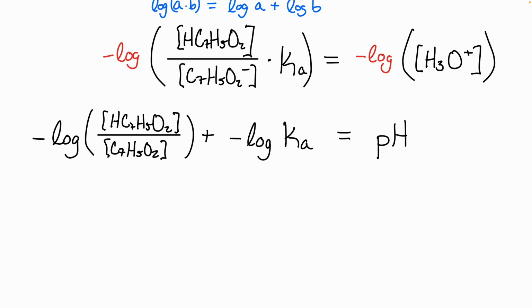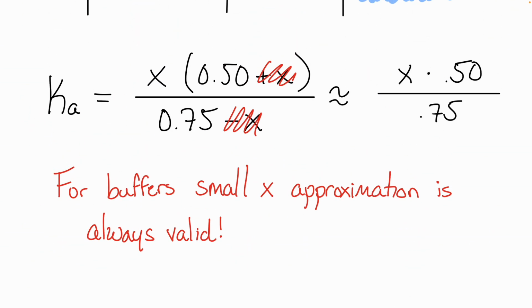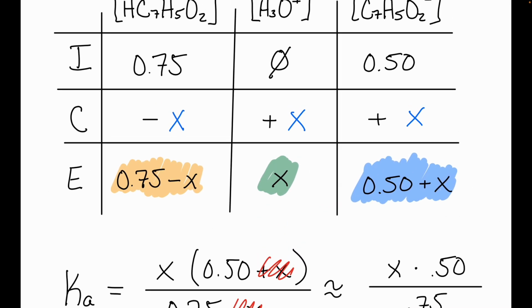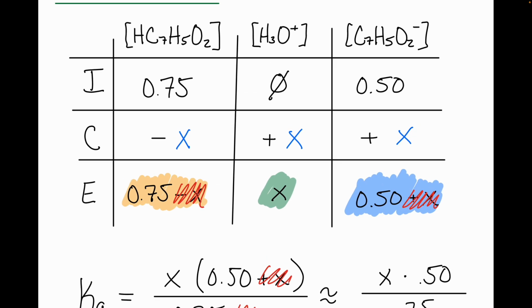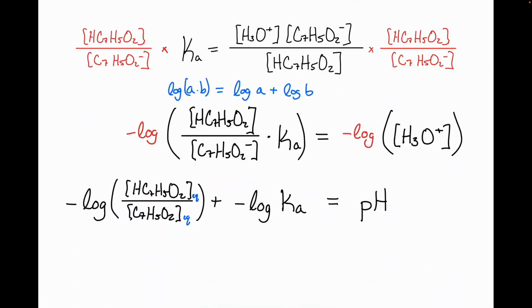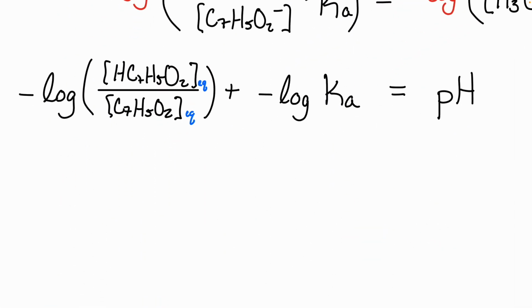All right? Now, this should be the equilibrium concentration of our conjugate acid and our conjugate base. But remember, we just said that our small x approximation is always valid. So our equilibrium concentration of our acid, if we use that small x approximation, is just equal to its initial concentration. Likewise, the equilibrium concentration of our conjugate base, if we use that small x approximation, is just equal to its initial concentration. All right, so we don't even have to figure out what our equilibrium concentrations are. We can just use those initial concentrations from our problem.